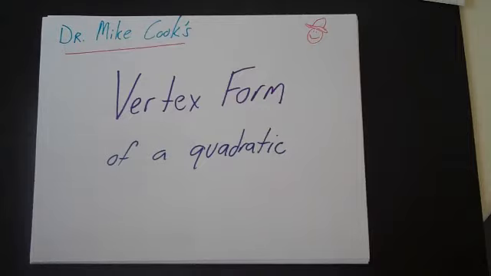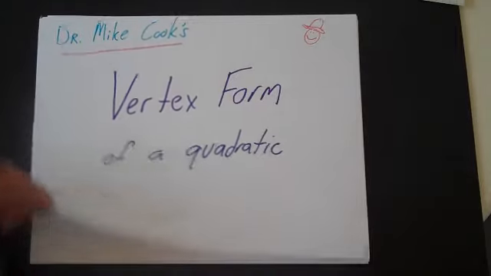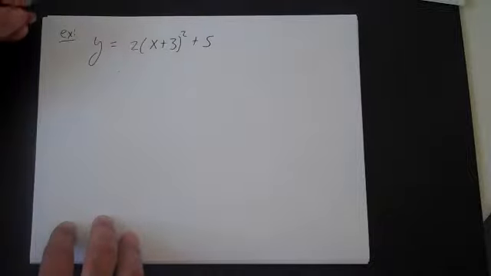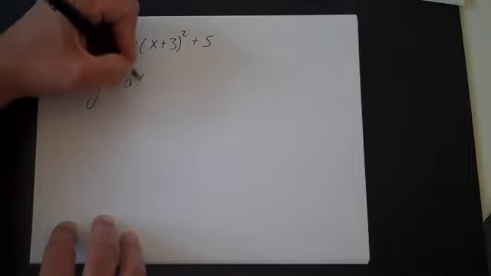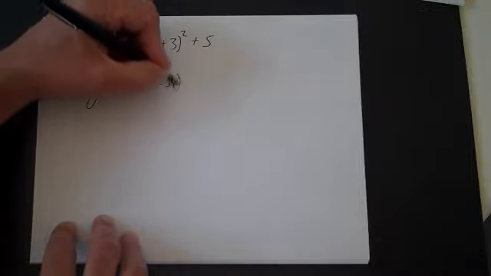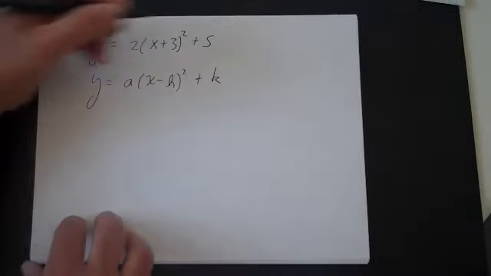Now let's look at the vertex form of a quadratic function. To start with, let me show an example. Let's say we have y is equal to 2(x + 3) squared + 5. Well, the vertex form is simply y is equal to a(x - h) squared + k.